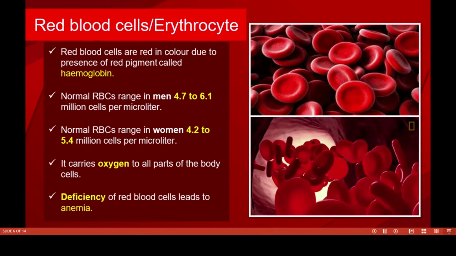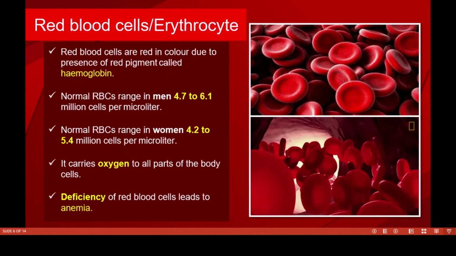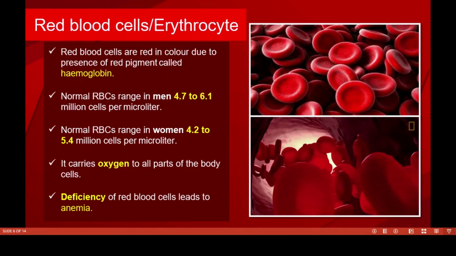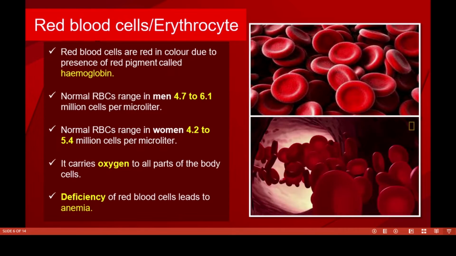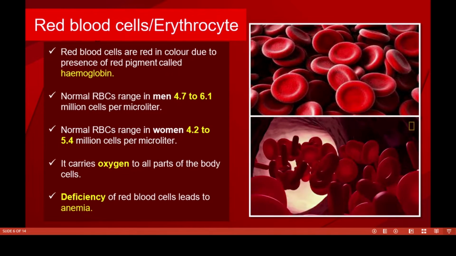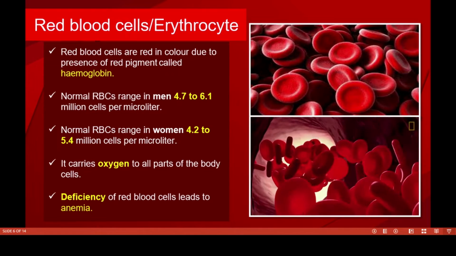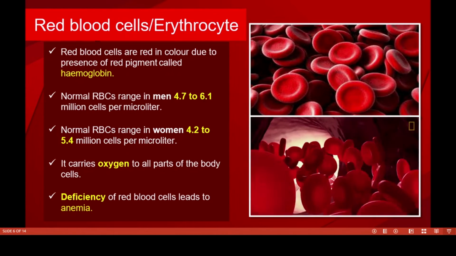What is the function of red blood cells? It carries oxygen to every part of the body cells. The only function is carrying oxygen. What is the function of plasma? It carries nutrients including glucose, amino acids, fats, and also it carries waste products like carbon dioxide and urea. But what is the function of red blood cells? It supplies only oxygen to all parts of the body cells.